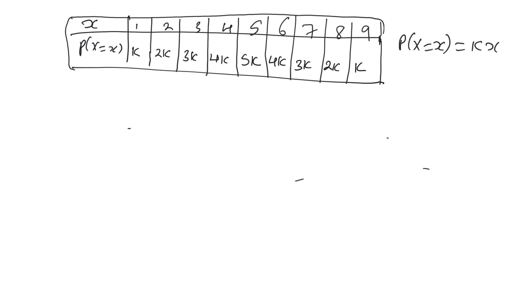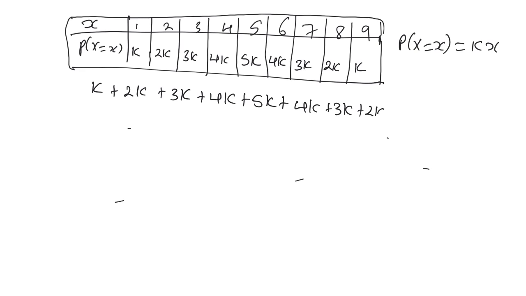Okay, so this is an interesting question. The first part is to find the value of the constant. Let's sum: k plus 2k plus 3k plus 4k plus 5k plus 4k plus 3k plus 2k plus k equals 1.